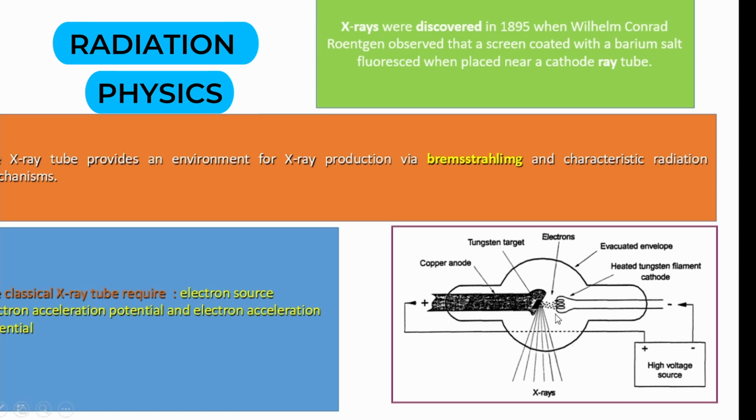So in this instance, our energy is going to be converted from kinetic energy into the energy of radiation, or the X-rays, which are going to be produced. So this is simple. This is how X-rays are produced. In brief, or in summary, this is the physics of radiation.